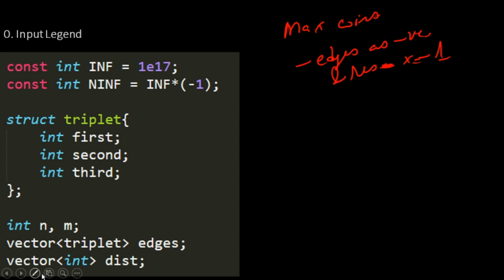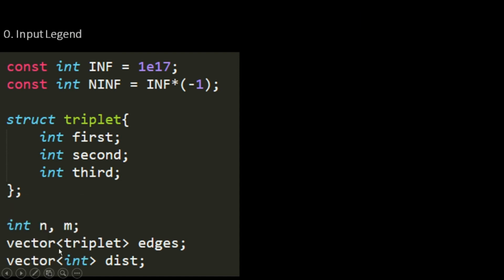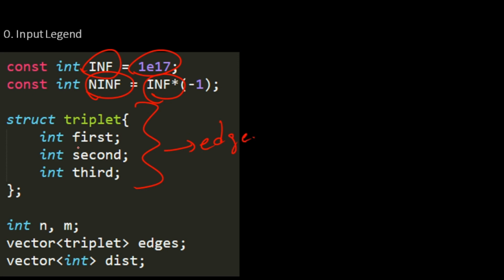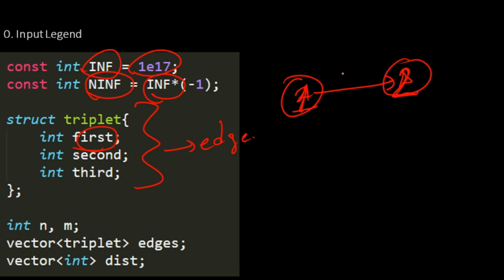Okay. So let's go ahead and look at the input legend. We define infinity as an extremely large number, and negative infinity as the negative of that number. This is an edge. First indicates the starting location. This is an integer: vertex 1, vertex 2, edge weight 100. So this will be stored as the triplet 1, 2, 100. Okay, simple stuff.